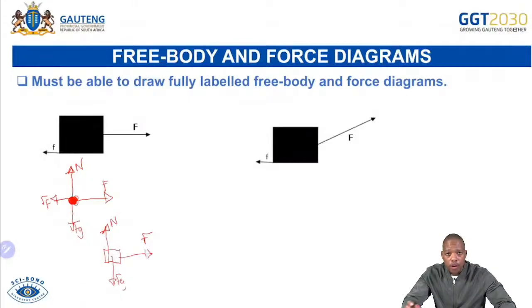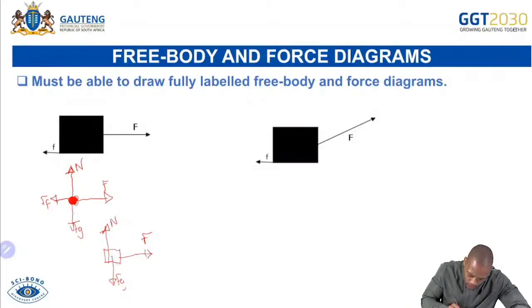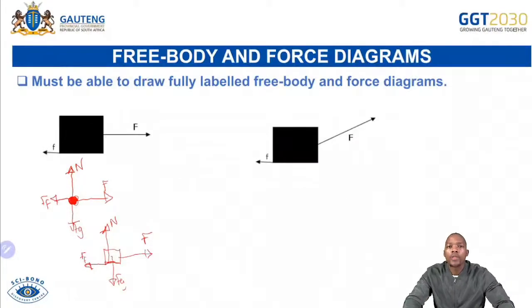And the frictional force, again, is a force of a surface. So when you draw your frictional force, it must be exerted on the surface or drawn on the surface here, covering the whole surface of the box with its arrow and its label. So that's how you draw force diagrams and free body diagrams.